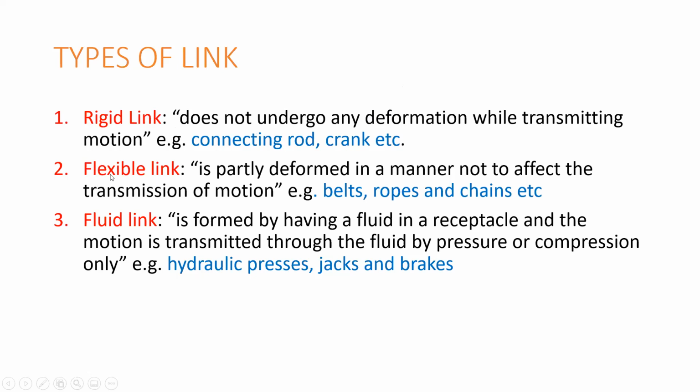Next is the flexible link. What is a flexible link? It is partly deformed in a manner not to affect the transmission of motion. It deforms, for example, if you consider belts, when they transmit the motion from one pulley to another pulley, some deformation of the belt takes place, meaning sometimes they get elongated.